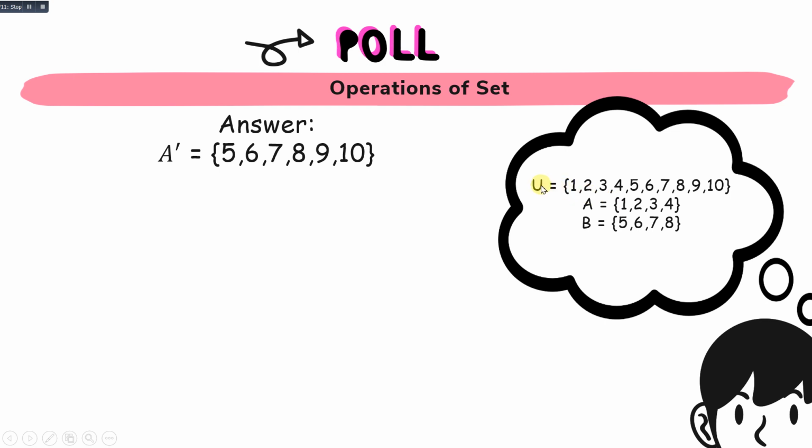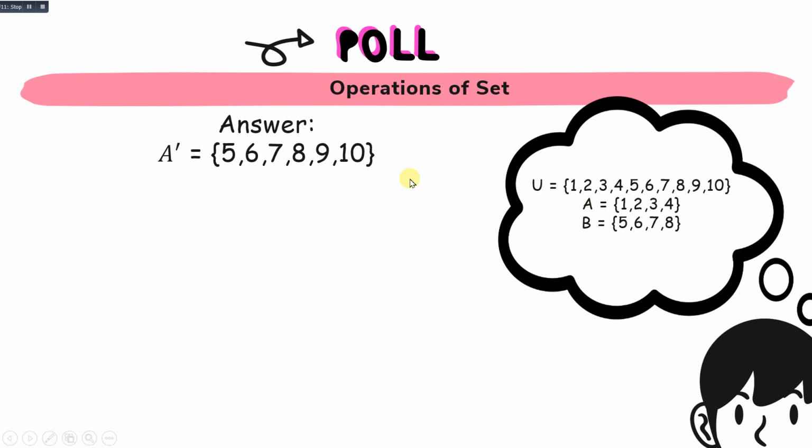So in set A, we only have 1, 2, 3, and 4. In set U, the numbers that are not included in set A are 5, 6, 7, 8, 9, and 10. So pretty much the complement of set A is this one, the answer.